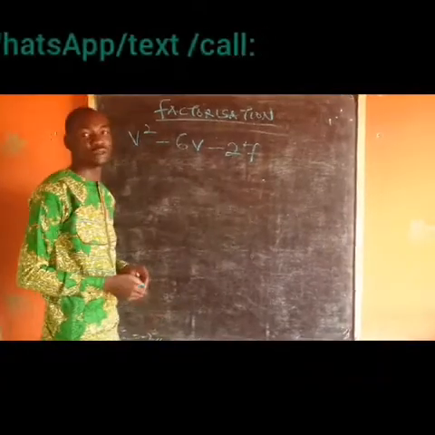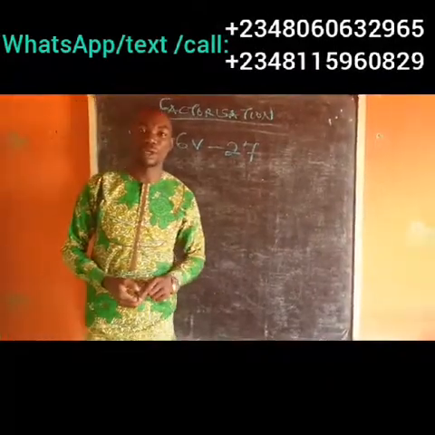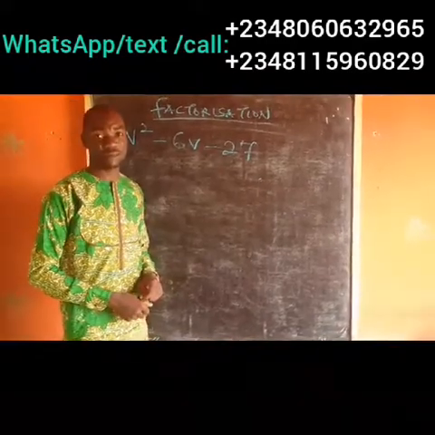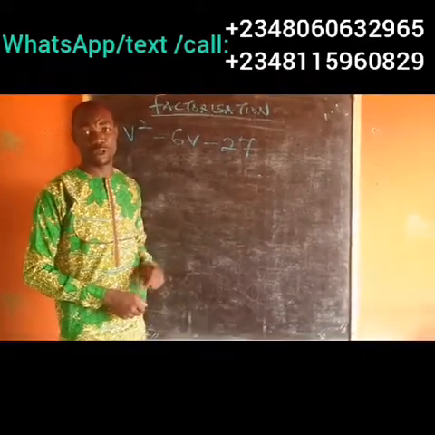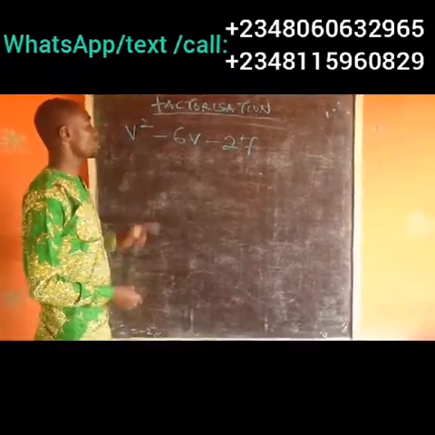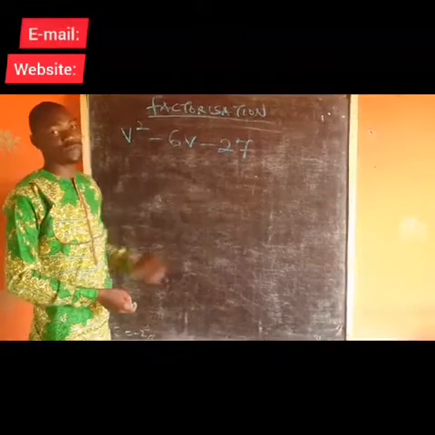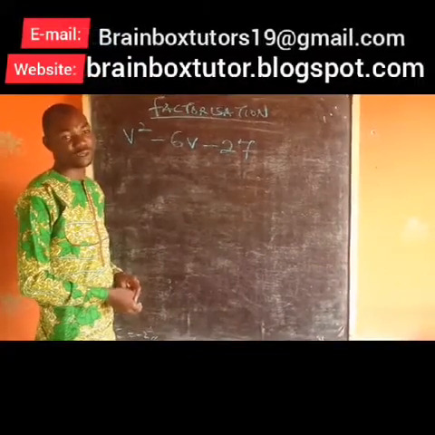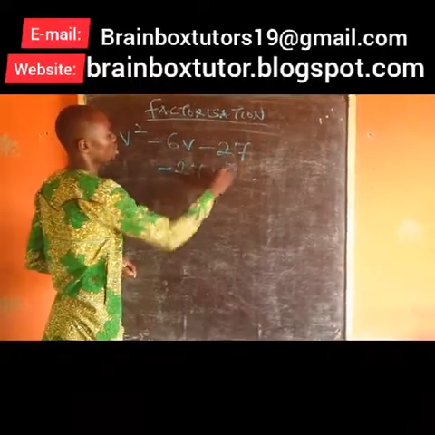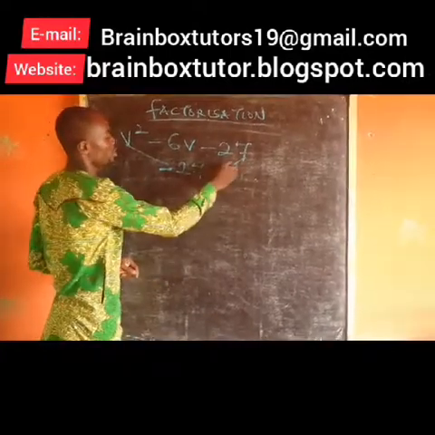So when working on trinomial factorization, you need to understand that the first term must multiply the last term, and that will give us a product. So quickly let's do that. What is the coefficient of the first term here? The first term here is v squared. V squared multiplied by minus 27, you'll be having minus 27 v squared.